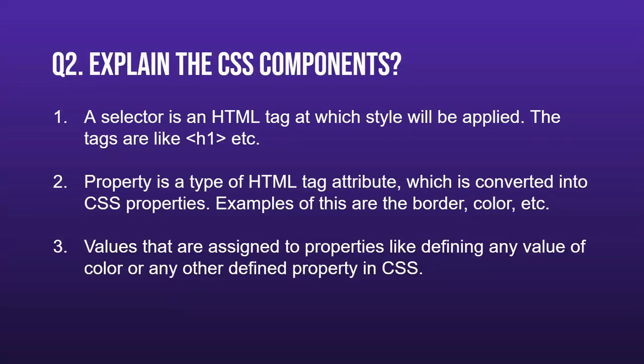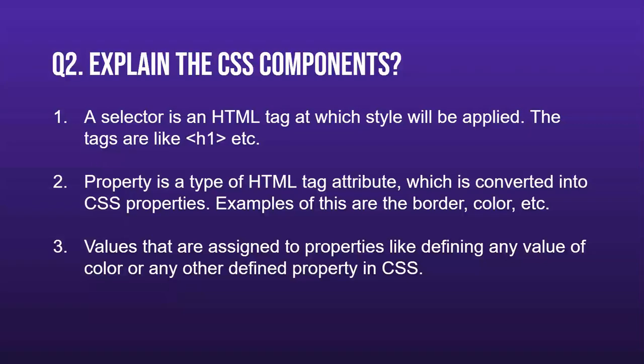And the second point, you can say the property is the type of HTML tag attribute which is converted into CSS properties. Examples of these are border, color, etc. The third point, you can say the values that are assigned to properties, like defining any value of color or any other defined properties in CSS. So these 3 points you can say when your interviewer asks to explain the CSS components.